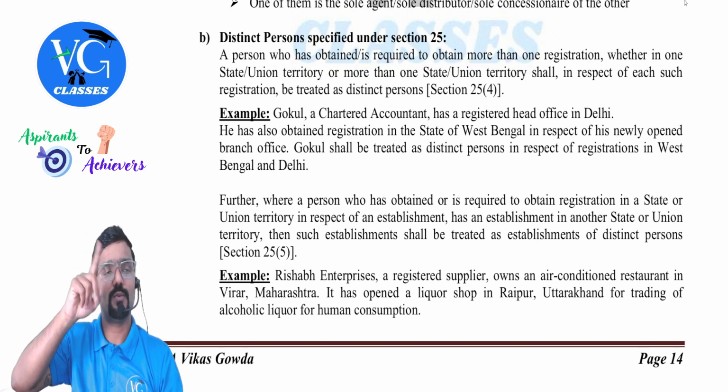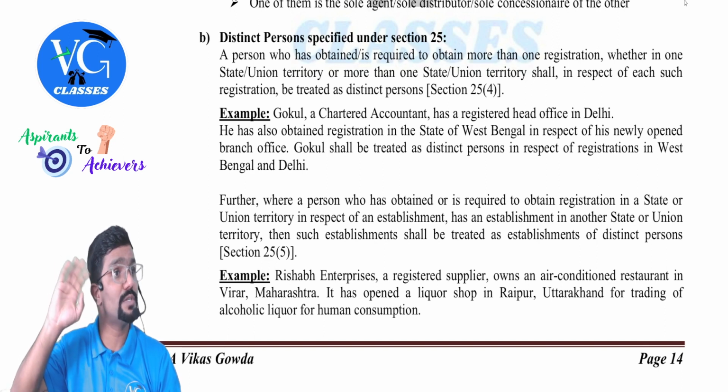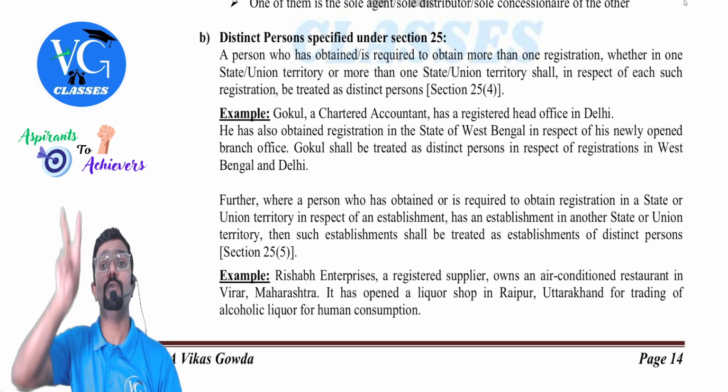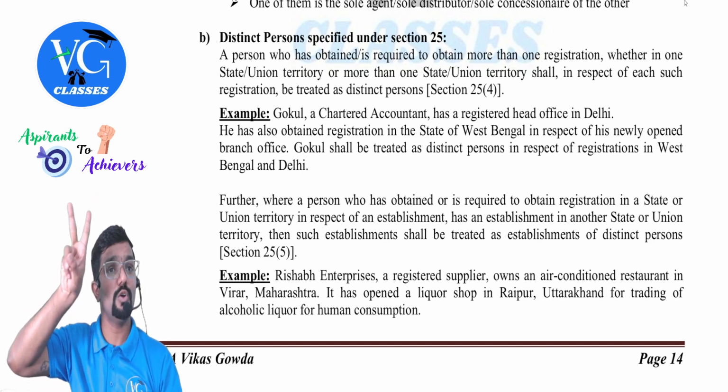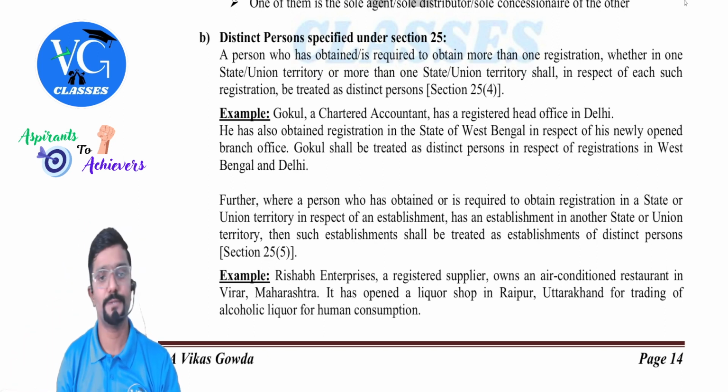That means, assume guys, now please listen. Sir, I have two branches, one in Karnataka, the other in Andhra Pradesh. Should I take registration mandatorily in both the states? Yes, that is not optional. Now in Karnataka, I have two branches. Should I take one or two? One is mandatory, two is choice.